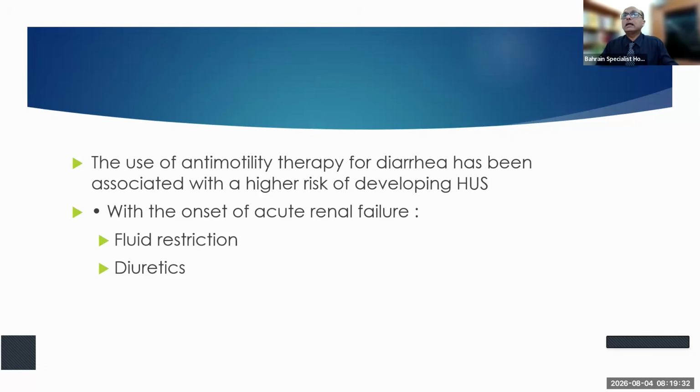In certain countries in this part of the world, I didn't see that much use of anti-motility therapy in pediatrics. But in certain countries, they use it a lot, especially in those who come with diarrhea. It can be associated with HUS, hemolytic uremic syndrome, which can lead to acute renal failure. In acute renal failure, there should be fluid restriction and diuretics. Should not overhydrate the patient, which can lead to further complications.